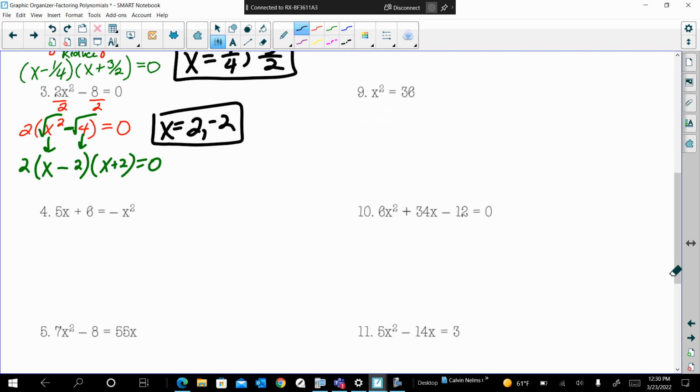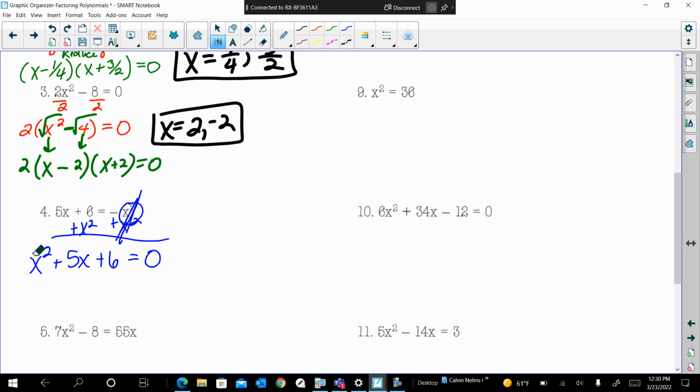All right. On 4. Is it in standard form? No. Is it equal to 0? No. So let's put it equal to 0 so I can get it to standard form. What do I need to do right here to make this equal to 0? Yeah, plus x squared. So this cancels, making that 0. Now I can put it in standard form. Highest exponent, which would be x squared, then plus 5x, then plus 6 equals 0.